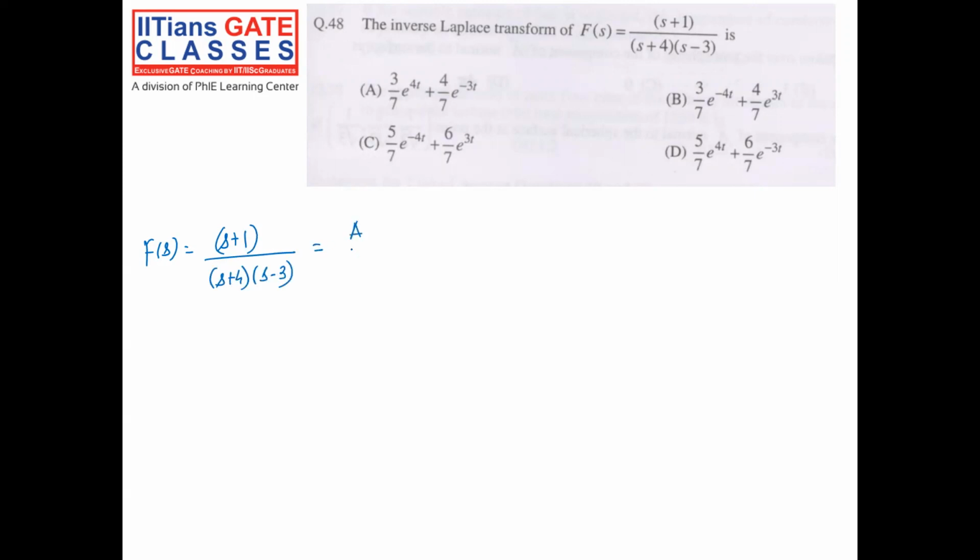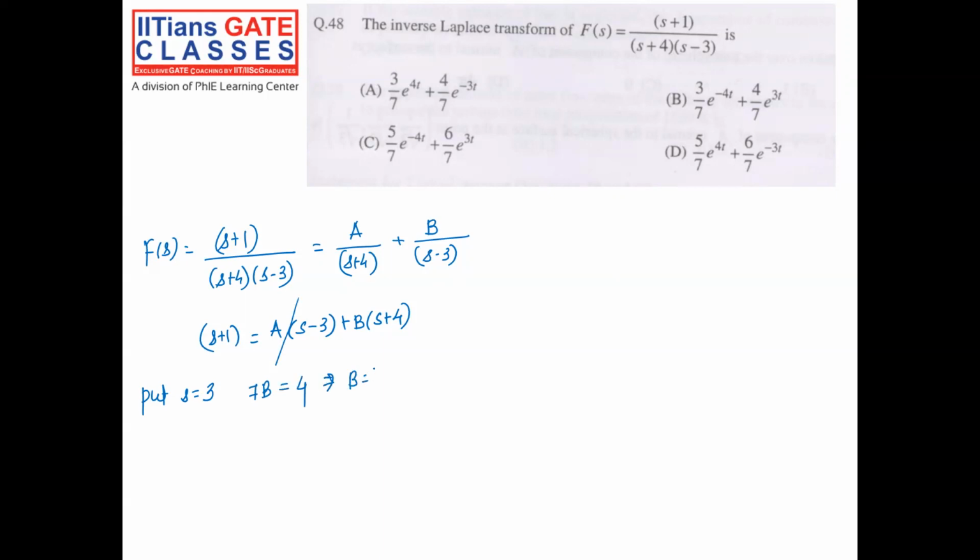So I will write f of s as s plus 1 divided by (s plus 4)(s minus 3), as A divided by s plus 4 plus B divided by s minus 3. Now we can write it as s plus 1 equal to A times (s minus 3) plus B times (s plus 4), and the denominator will get cancelled from both sides. Now let's put the values of s. If you put s equal to 3, the first term will become 0 and you will end up with 7B equal to 4, and hence B is equal to 4 by 7.